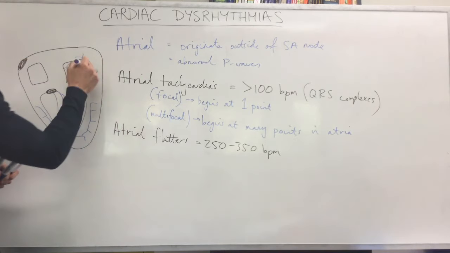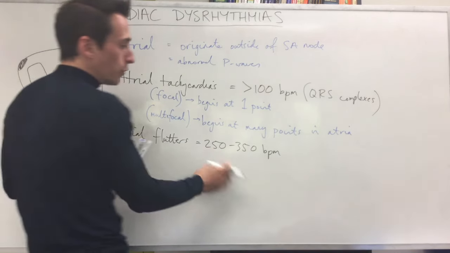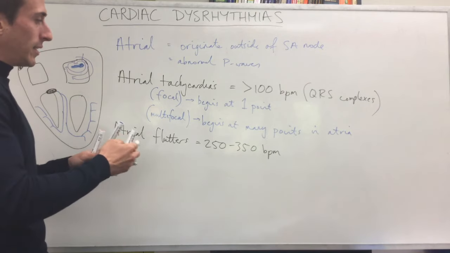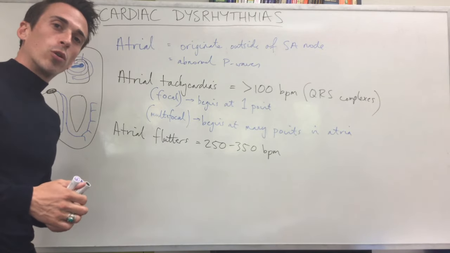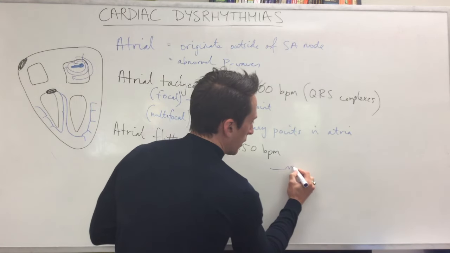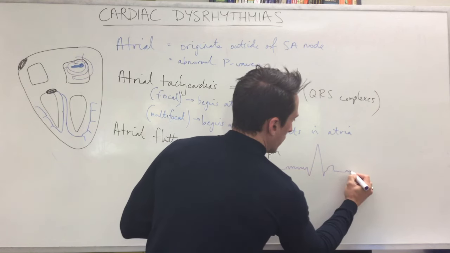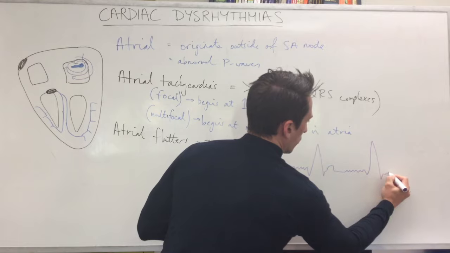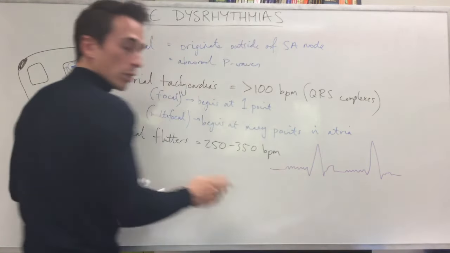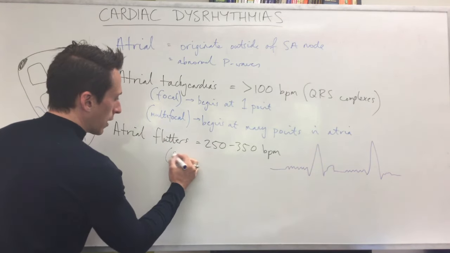Now, this is a re-entry mechanism, and that's usually what causes atrial flutters, and that's between 250 and 350 beats per minute. Now, if you were to have a look at an ECG of an atrial flutter, it has what we call a sawtooth look to it. So you have these really weird looking P waves and then the QRS complex. So it's this sawtooth-like look that you see where the P wave should be, which tells you that it's an atrial flutter.